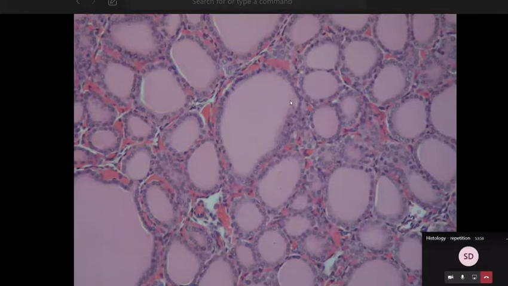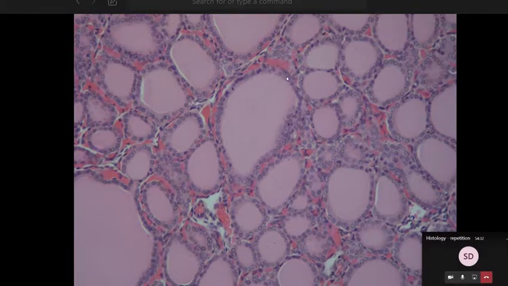They can vary in size and shape. Inside the follicle we have the colloid with the thyroglobulin, and here we have the follicular cells. Depending on the activity, if the follicle is not active, these cells are flat, they create simple squamous epithelium. When the follicle is active, we have simple cuboidal or even cylindrical epithelium.